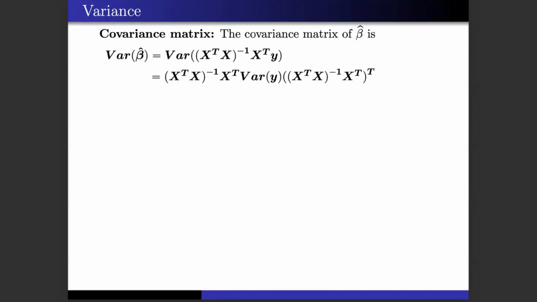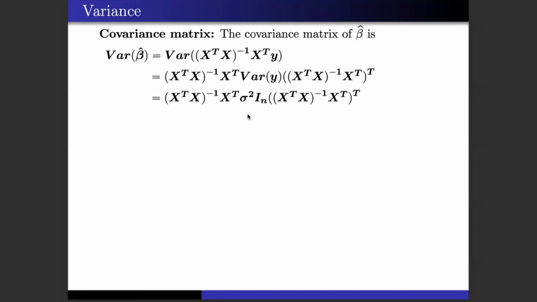To simplify it further, we write the first term as it is. But for the second term, we use the consequence of the assumption of error term on the dependent variable. And we have that variance of y is equal to sigma square identity matrix. And the third term, we write as it is. If we look at this quantity now, here we have this sigma square, and this sigma square is a scalar quantity. It is not a matrix, it is just a scalar.